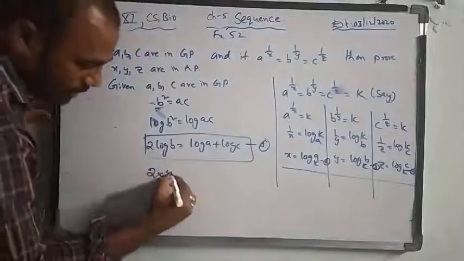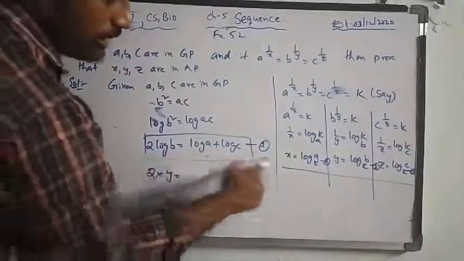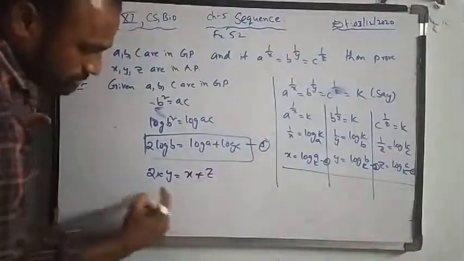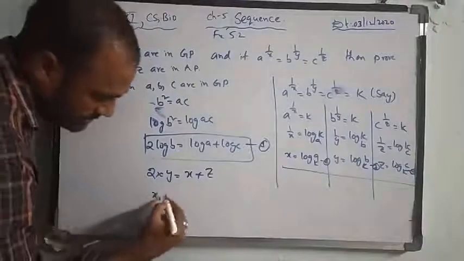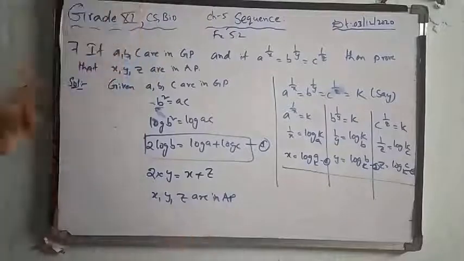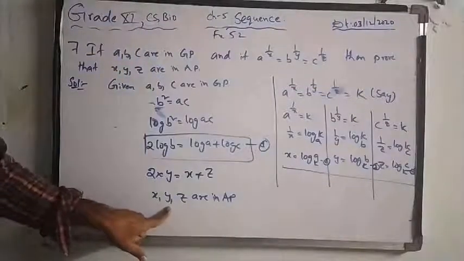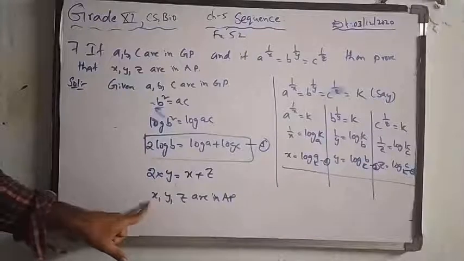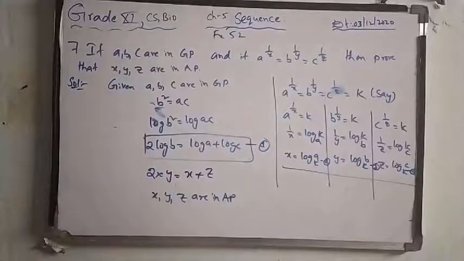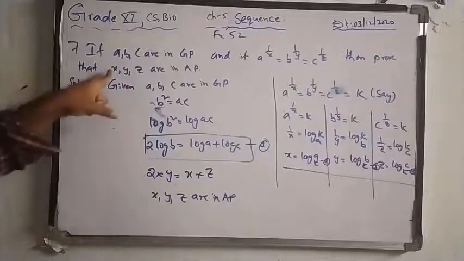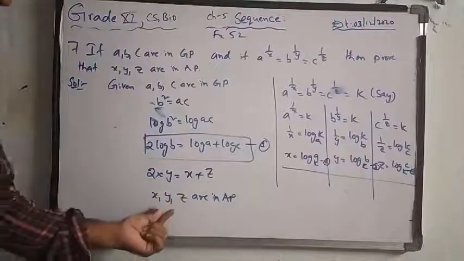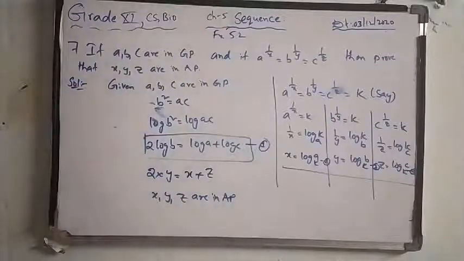So in place of log b, I am going to write y is equal to log a. The log a value is x plus the log c value is z. So 2y is equal to x plus z, which means x, y, z are in AP. Why? Because twice the middle term is equal to the sum of the first and third terms in an AP. That forms an AP series. So he is asking us to prove x, y, z are in AP. So 2 into y is equal to x plus z, we got it. So therefore we can say directly that x, y, z are in AP.